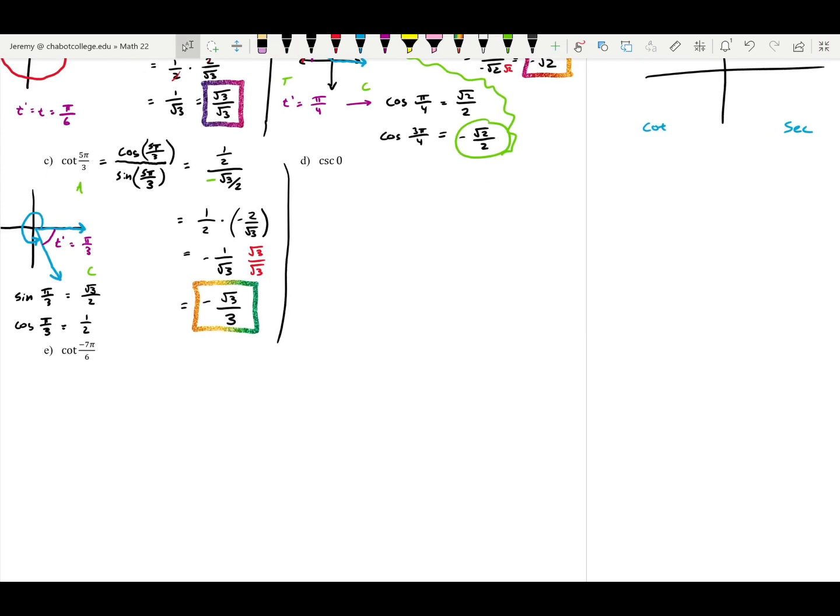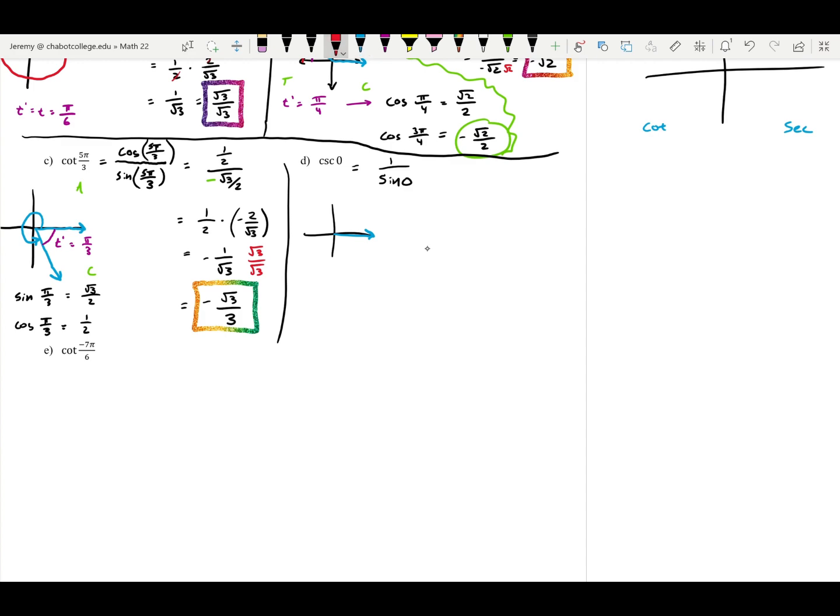Okay, we've got next up cosecant of 0. I might start by orienting myself. I want to relate this to sine and cosine. That's the procedure here. This is the same as 1 over sine of 0. Okay, what is sine of 0? Well, remember 0 radians or degrees, it's the same, is just going to be on the positive x-axis.